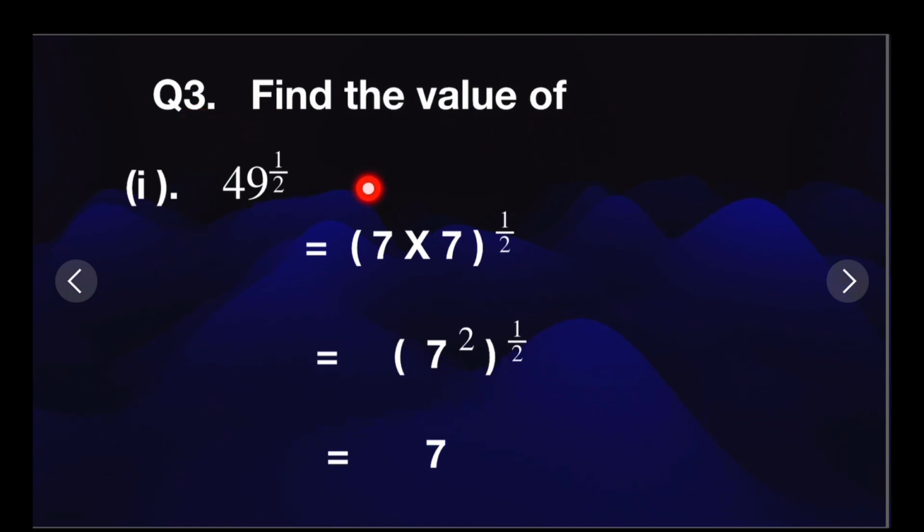Question 3. Find the value of number 1. 49 raised to 1 upon 2. So write down the factors of 49. It's 7 into 7 raised to 1 upon 2. 7 square raised to 1 upon 2. Multiply it. It will get cancelled. You will get answer 7.